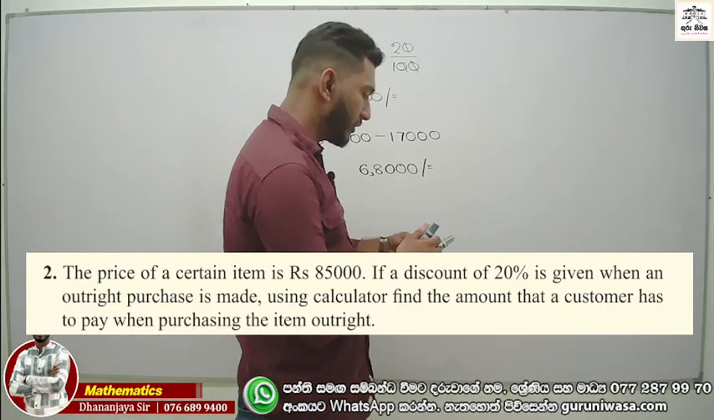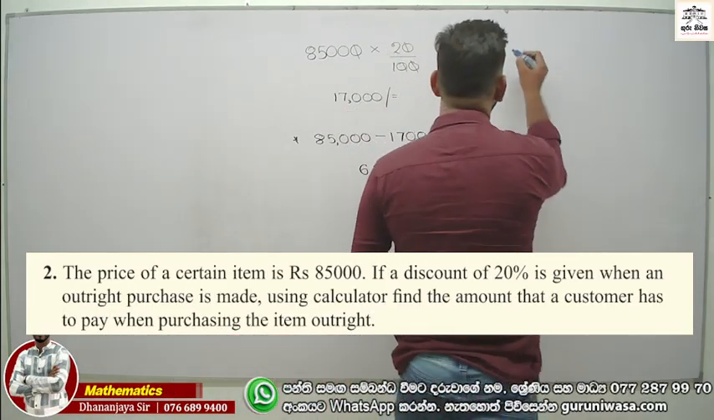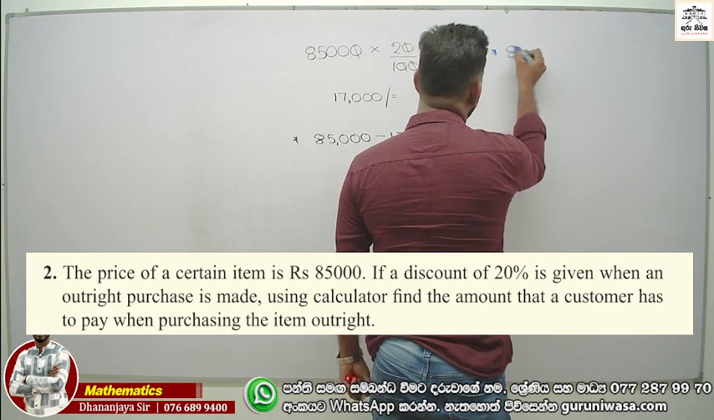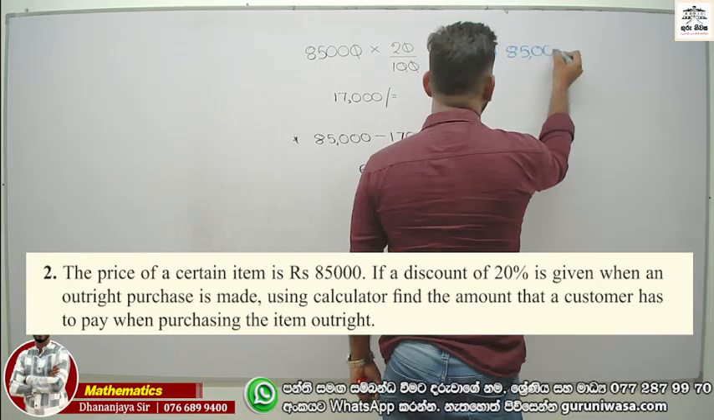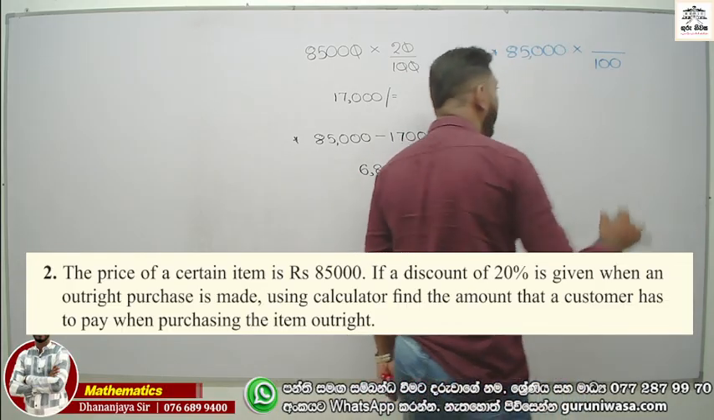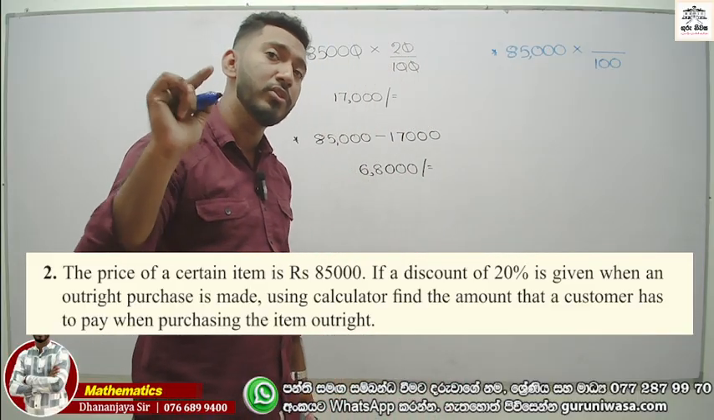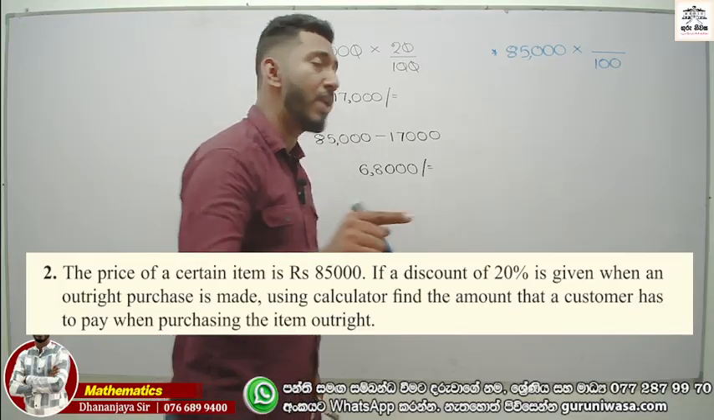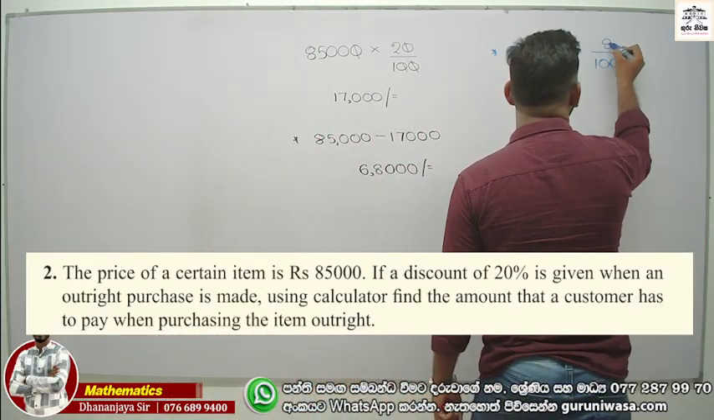Second method. 20% discount, and therefore first I'm going to multiply by the 20% discount, therefore you need to subtract 20 from 100. Now this one should be 80.